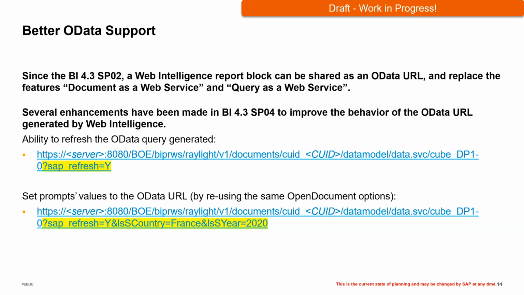So it uses kind of the same text as you would find in an open document call, but all of those are options that you can have now in that OData URL as well. So it's much more robust for you.